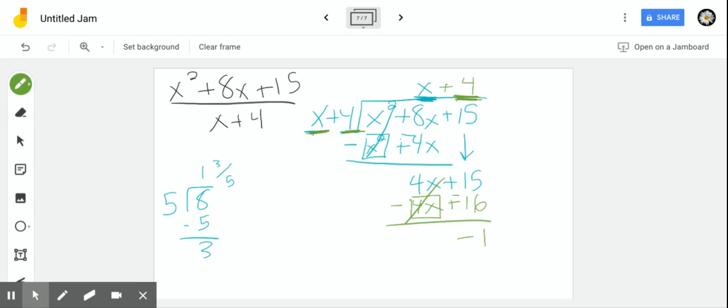So here's what we're going to do with the remainder. Since it's negative, we're going to do minus 1. If it were a positive, I would do plus 1 over this thing that we divided by, x plus 4. That is your answer. So that's how you deal with remainders. You turn them into fractions and put them on the end, either with a plus or a minus sign. And that is how we divide polynomials.